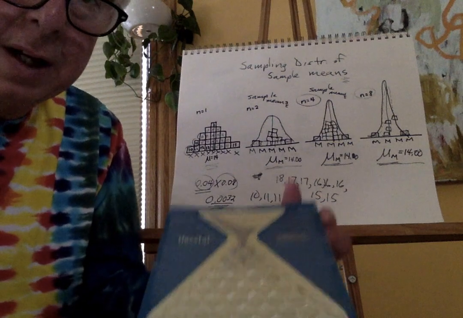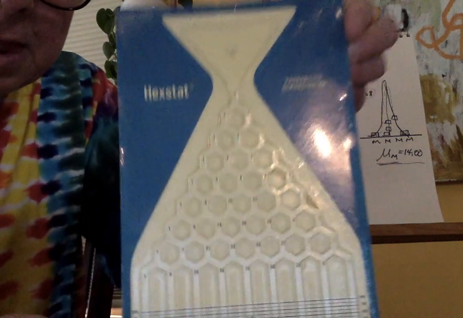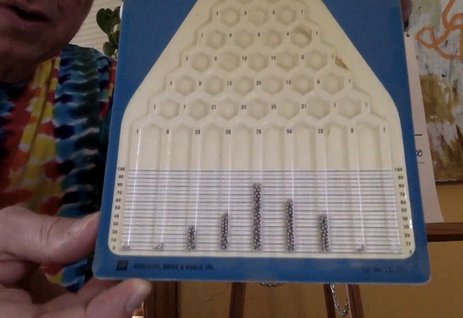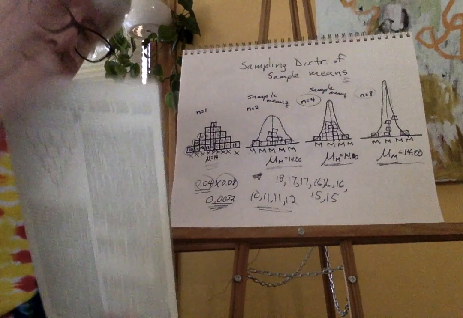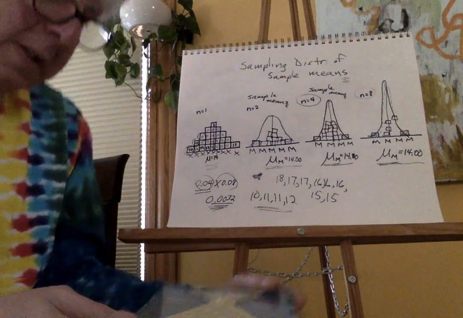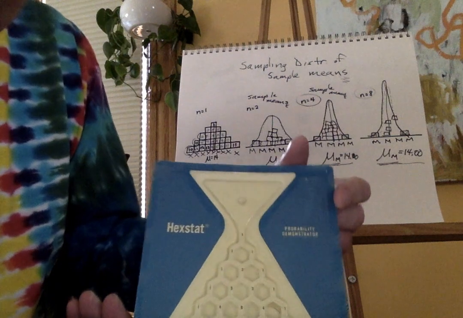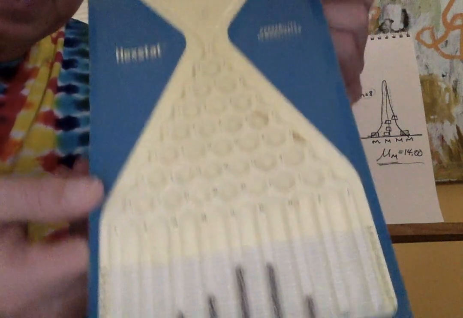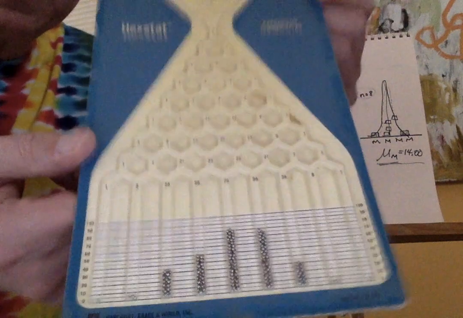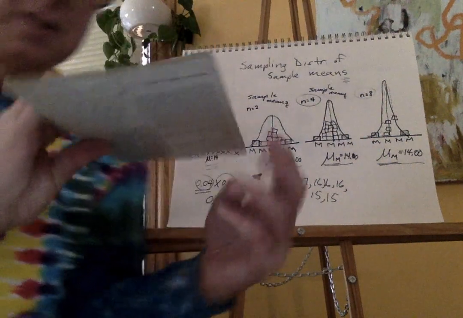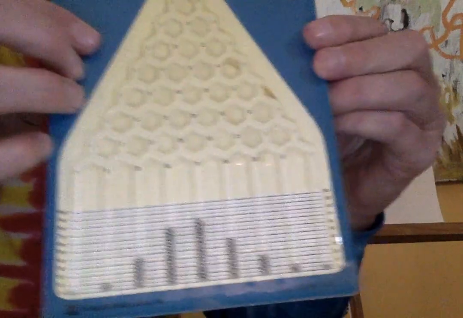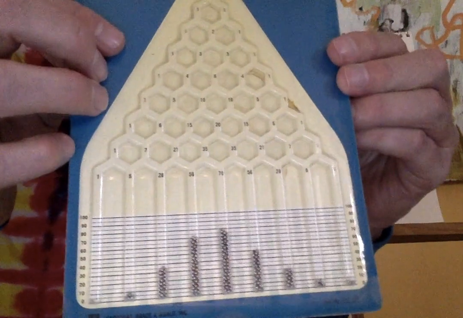I'm going to do it again, and we'll see a nice normal curve. Let's do it again, and we'll see once again a nice normal curve. Okay. Let's do it again, and we'll see a nice normal curve.